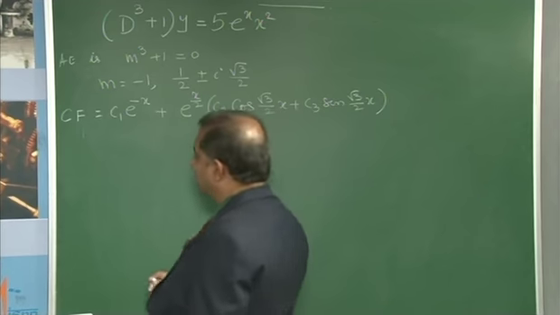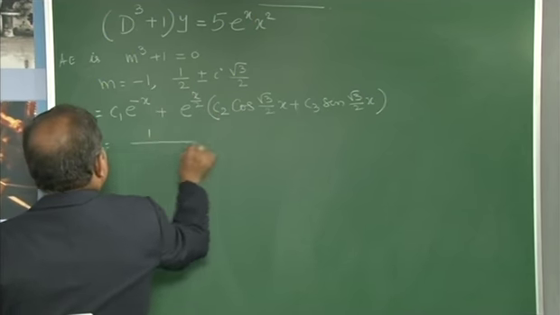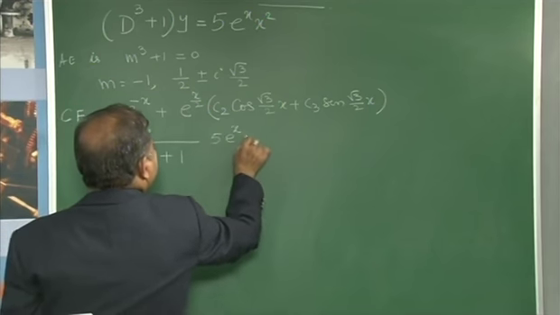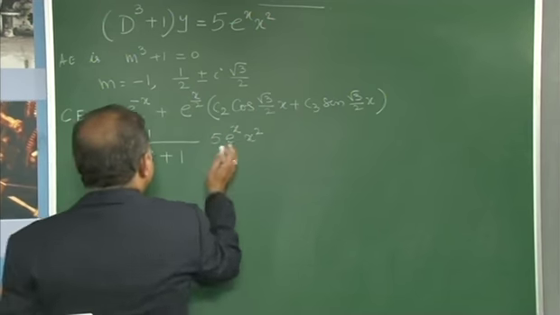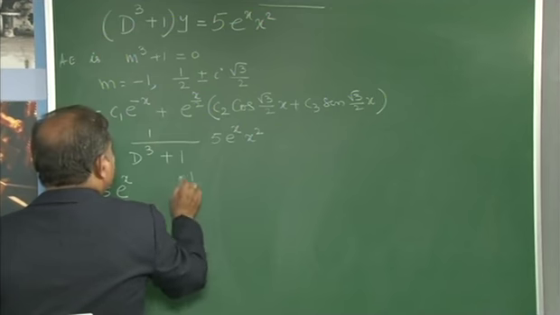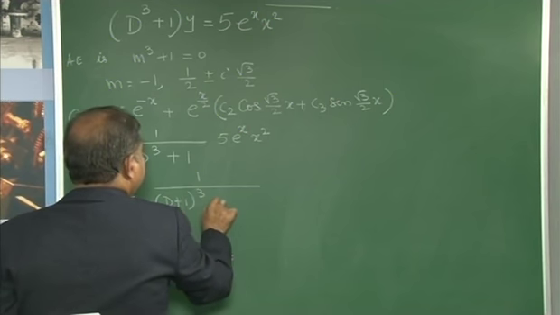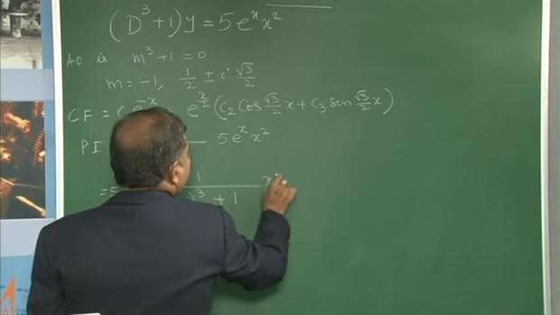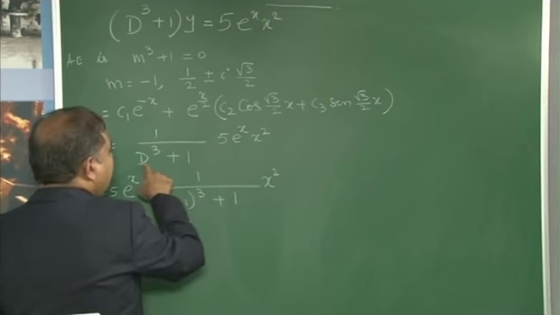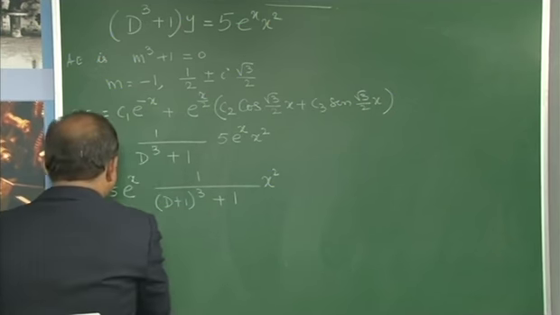Now, let me go for the particular integral. PI is 1 by (D cube plus 1) of 5 e power x, x square. 5 is a constant, I can keep it this side, no problem. I am taking e power x also, again same place, wherever D is there, apply it as D plus a, e power x, D in place of D, D plus 1 whole cube.